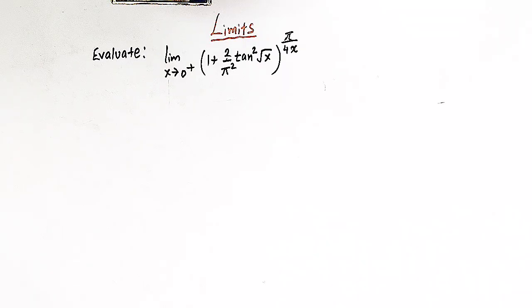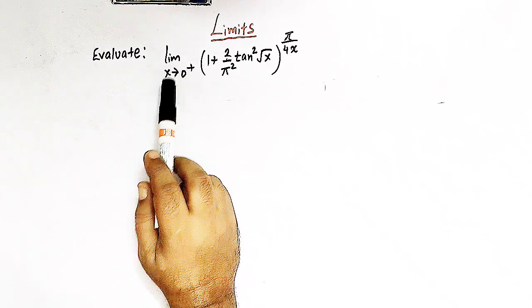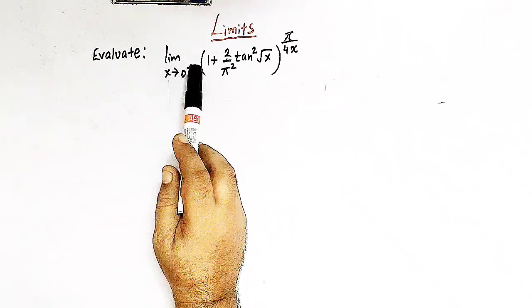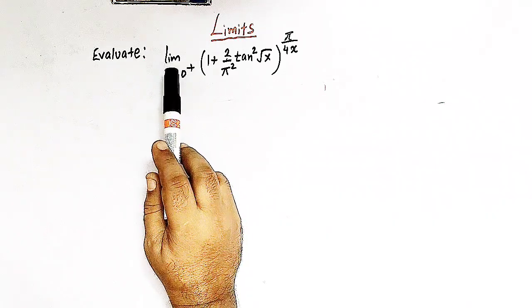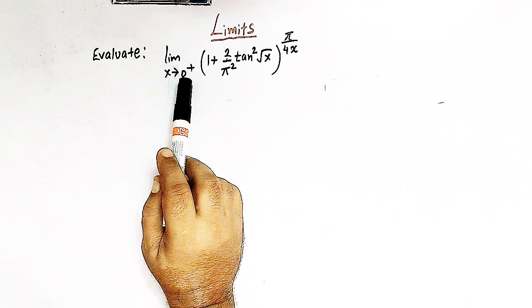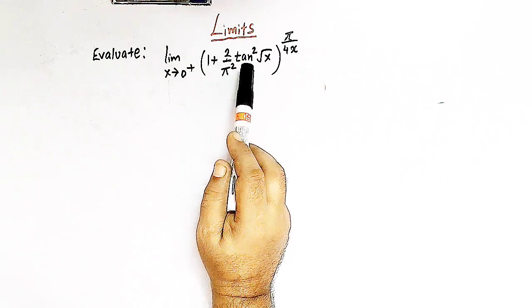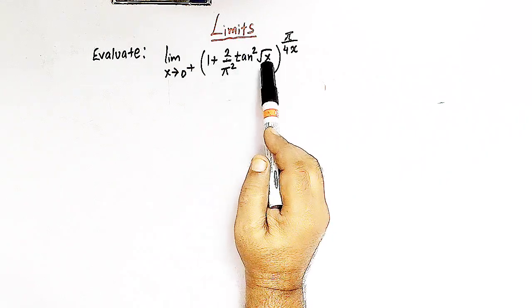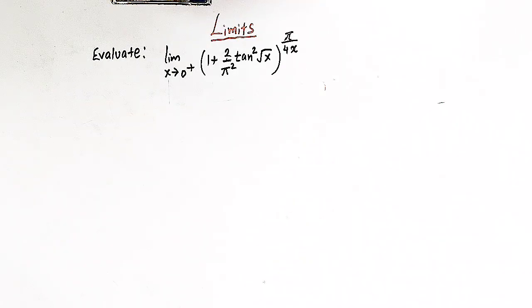Hello viewers, in today's session we are going to discuss another important problem from limits, and in this session we are going to evaluate this limit where we have limit x tends to 0 positive. This positive sign shows that we have to find out the right hand limit of this function, that is (1 + 2/π² tan²√x)^(π/4x), right?